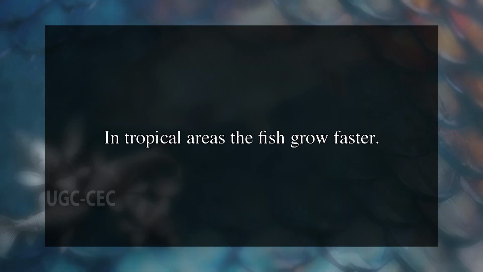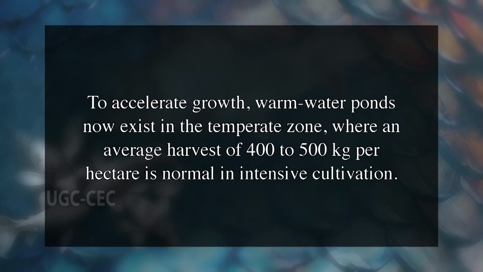In tropical areas, the fish grows faster. To accelerate growth, warm water ponds now exist in the temperate zone, where an average harvest of 400 to 500 kg per hectare is normal in intensive cultivation. By scientific management and careful selection, it is possible to obtain yields up to 3500 kg per hectare for carp in warm water ponds. The ornamental carp, koi, is a domesticated breed of the common carp. It is raised and bred similarly to carp raised for food.